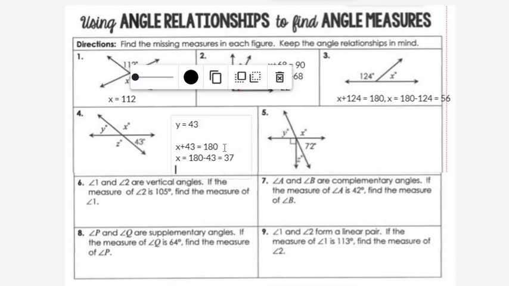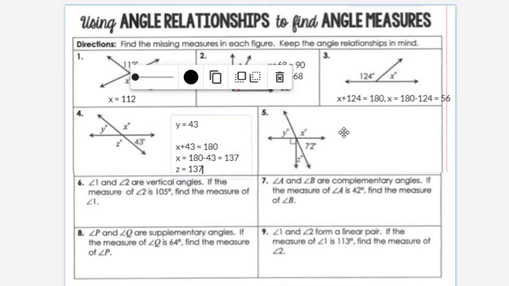Because x and z are vertical angles, they are congruent, so z must be the same as x. Well, actually, x is 137. Pardon me, that was a mistake. And so, yes, z must be 137 degrees as well.